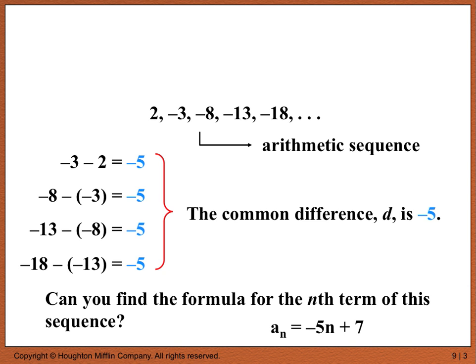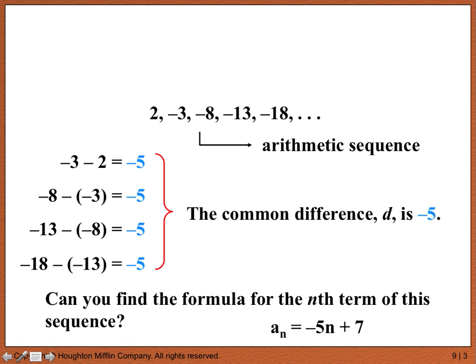This is the answer: a sub n equals negative 5n plus 7. All right, well, if I look at this, I can see some familiar things. The negative 5 here, I simply get from the common difference, which is negative 5. So I know that for each n, 1, 2, 3, 4, 5, 6, 7, etc., I'm going to have to multiply it by negative 5 because there's a jump of negative 5 each time.